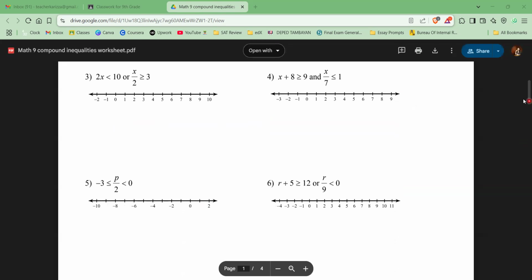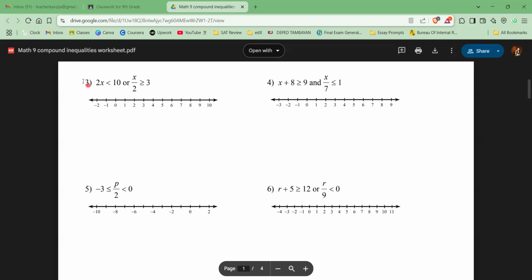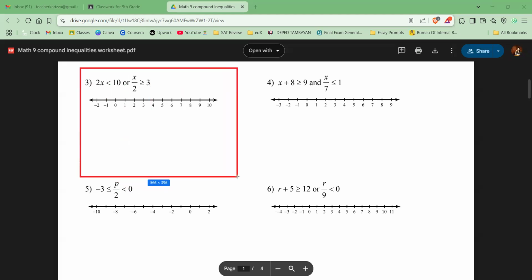Okay, I can see. Number 3. You can state on the screen if you want, or you can just give the correct answer. Is it 10 over 2x? It is actually 10 over 2x.